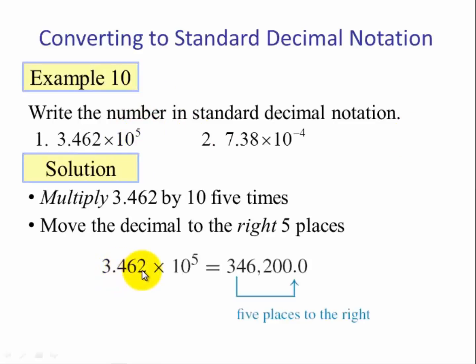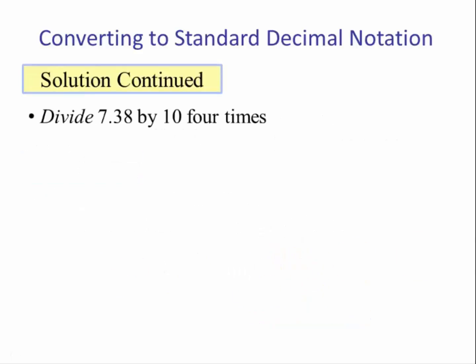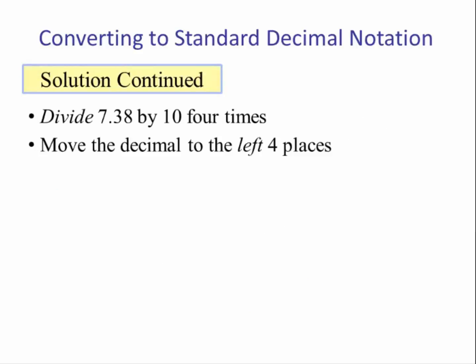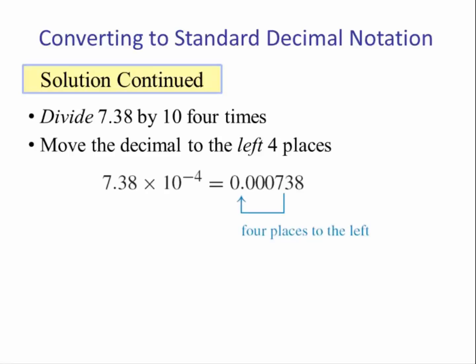Moving this 5 decimal places means we have to add 2 zeros, and then we put our decimal point. Number 2, we divide 7.38 by 10 4 times, or we can simply move the decimal place to the left 4 places because k is a negative 4. So here's the decimal place. To move it 4 places means we need 3 zeros in front of the 7. So this number is now smaller, 0.000738.